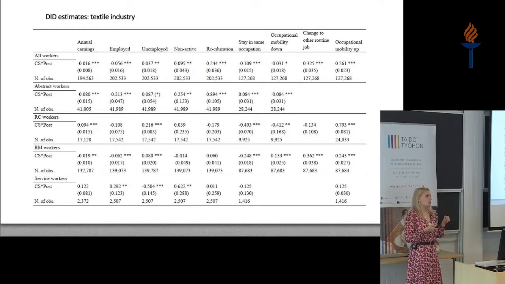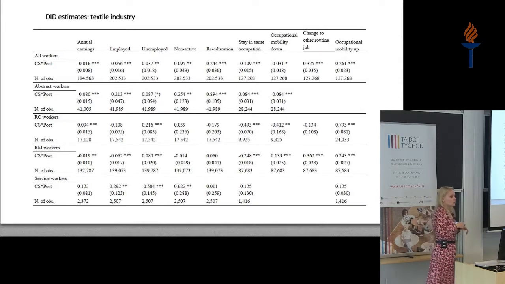There are 9,000 employees in the control and in the treatment group, and the pre-treatment wages were similar in both groups. Here are the CS, the dummy for the China shock, and here are all the workers working in the textile industry. In the long run, they earn about 2% less compared to the control group. The China import competition shock decreases employment, increases unemployment, increases non-activity, and also increases the probability that people get further education.